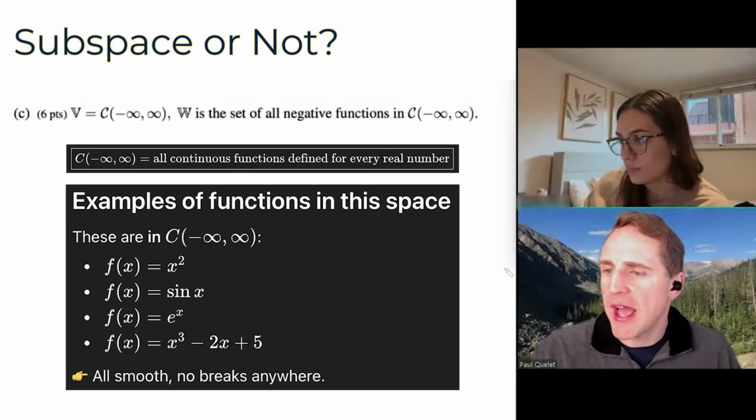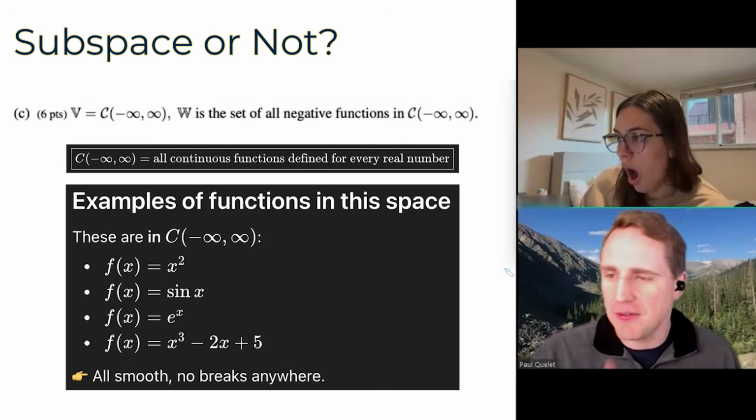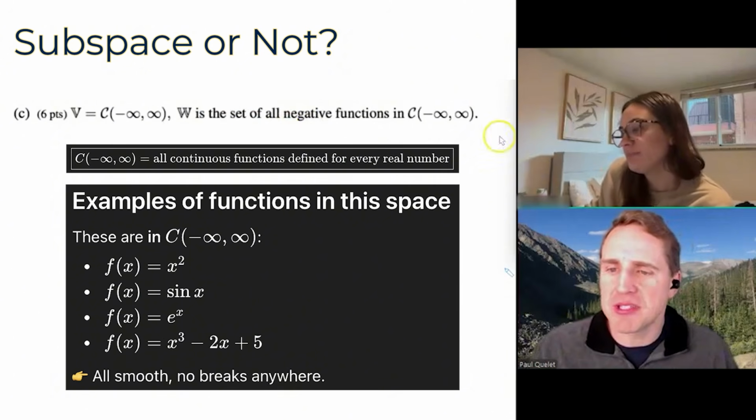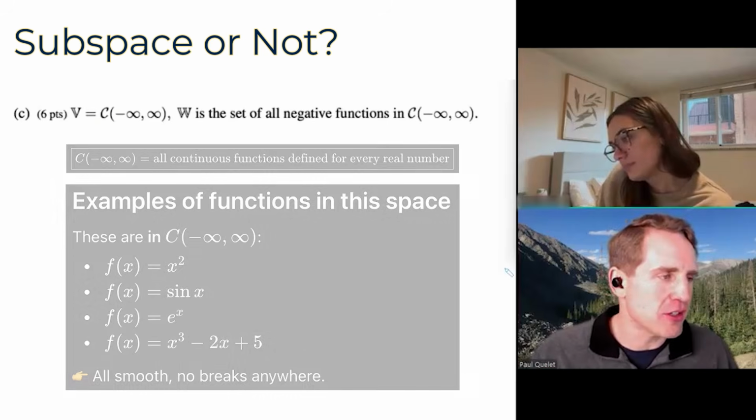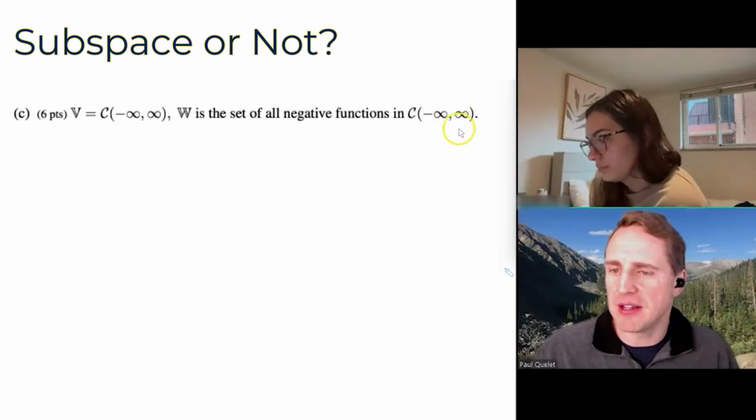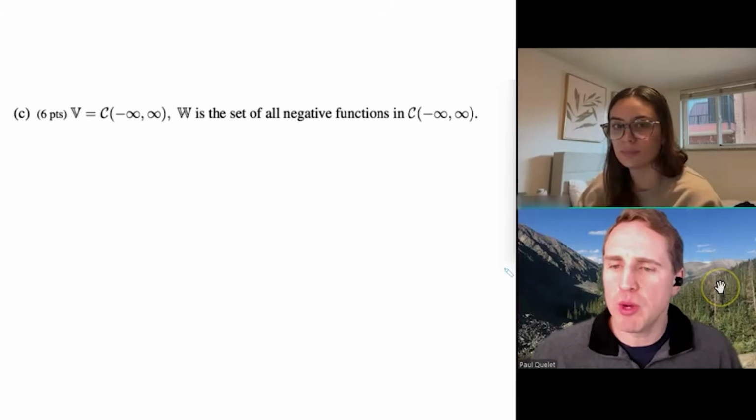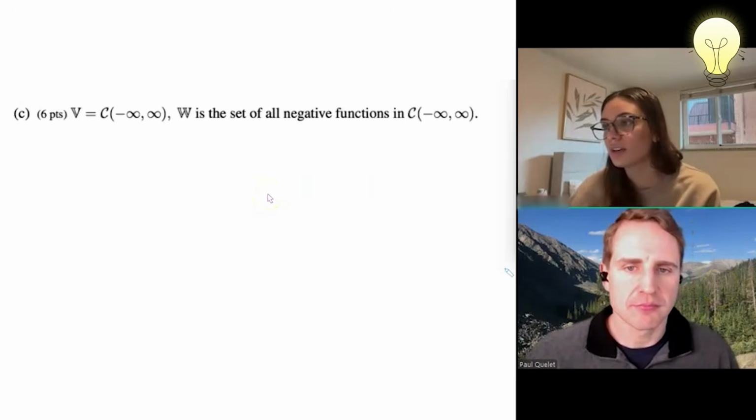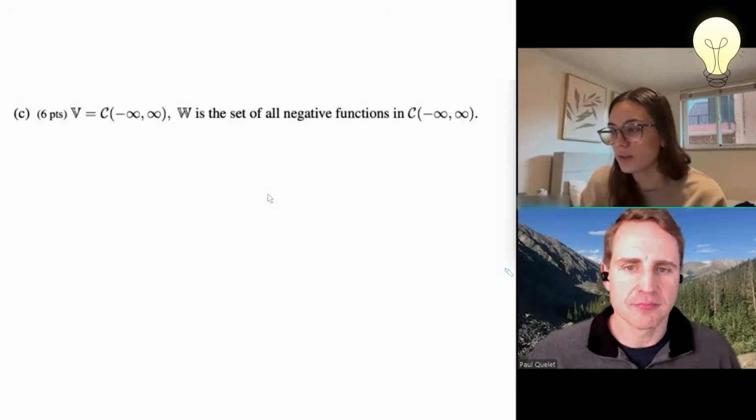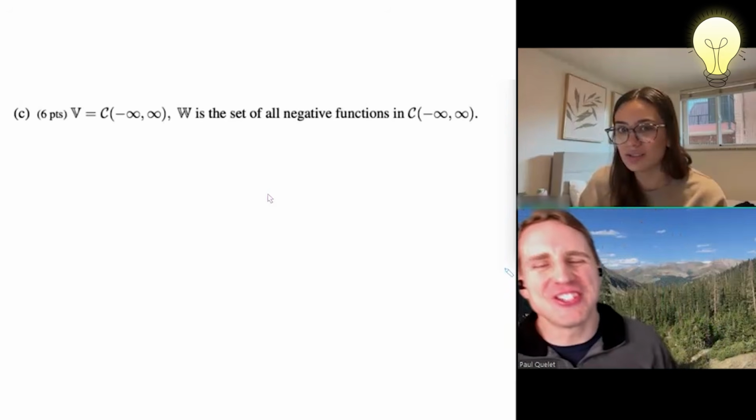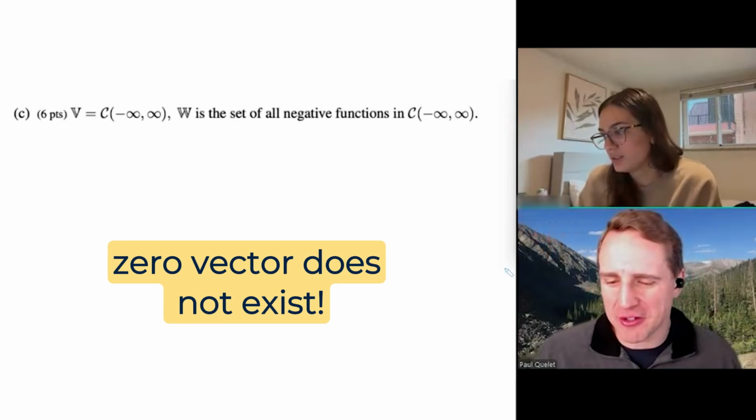Last one. Vector space V is C of negative infinity to infinity. W is the set of all negative functions in C between negative infinity and infinity. First of all, can we have the zero vector? Would you not be able to have that because it's only the negative functions? Good job. All right. So the zero vector doesn't even exist.